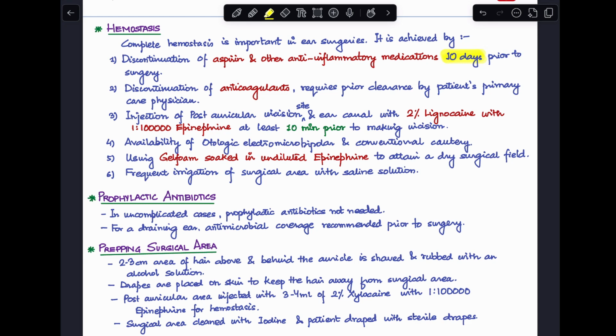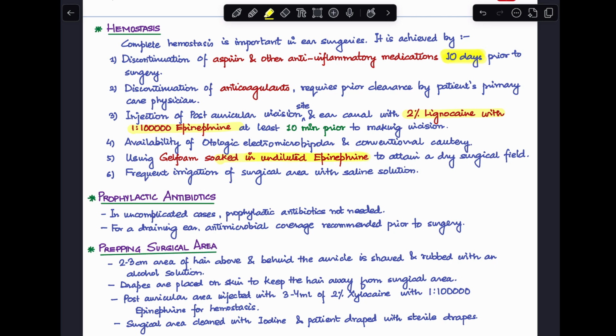Third, injection of the post-auricular incision site and the ear canal with 2% lignocaine with 1 in 1 lakh epinephrine at least 10 minutes prior to making the incision. This will help you in attaining a bloodless field during surgery. Fourth, availability of otologic electromicrobipolar and conventional cautery. Fifth, using gel foam soaked in undiluted epinephrine to attain a dry surgical field.